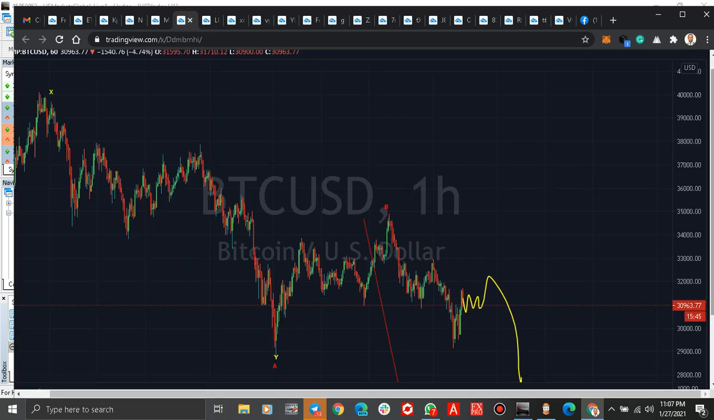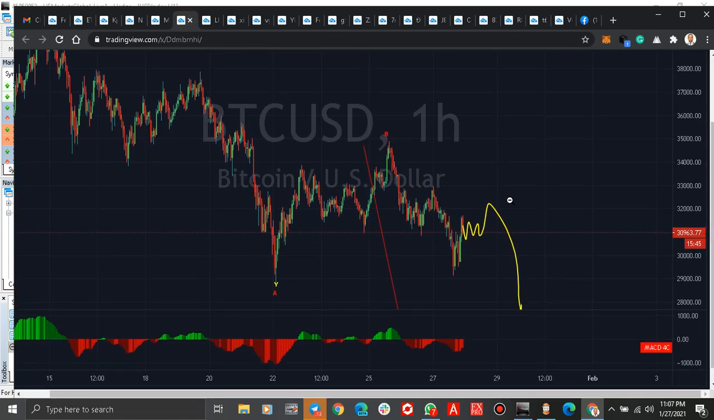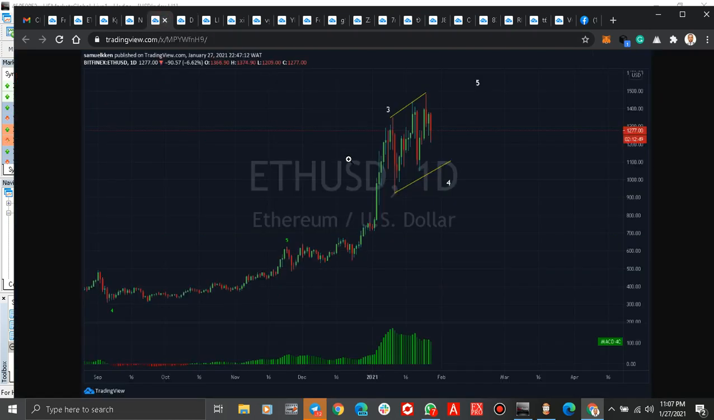On the 1 hour, Bitcoin, you can see this push. You might have something like this, another push. It may become higher than here. That is, it can go to that 3300 before we have the final drop, or I mean another drop.